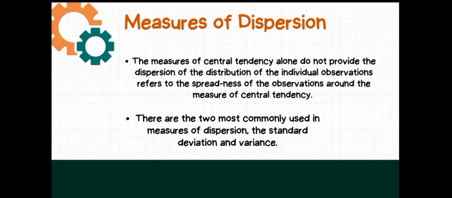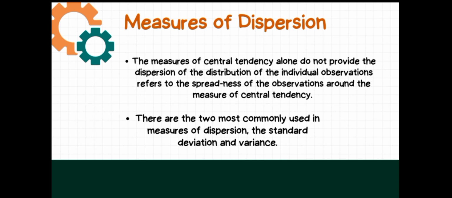The measures of central tendency alone do not provide the dispersion of the distribution. The dispersion of the individual observations refers to the spreadness of the observations around the measure of central tendency. Ang measures of dispersion ay mga paraan ng paglalarawan ng dataset upang malaman kung nakakumpol o nakakalat yung distribution ng ating data.